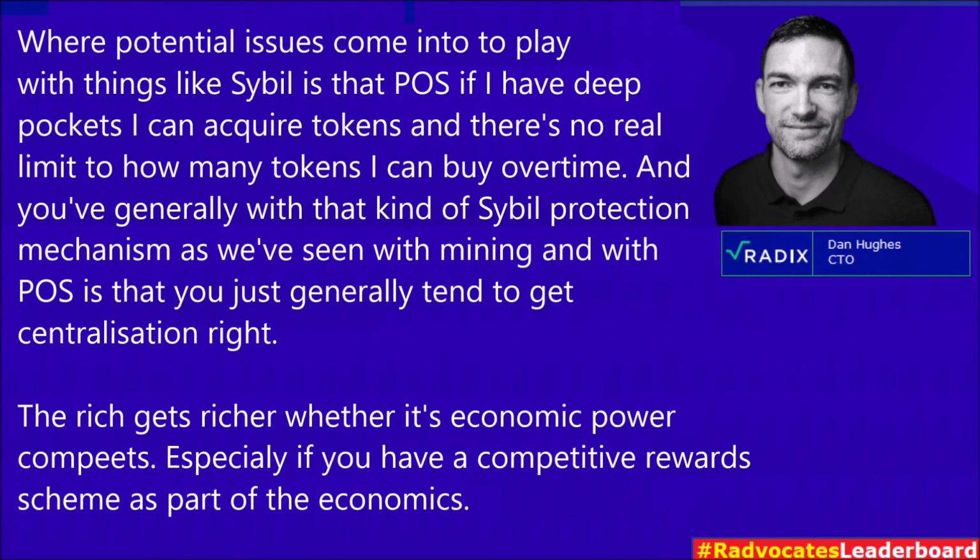Where potential issues come into play with things like Sybil attacks is that with proof of stake, if I have deep pockets, I can acquire tokens, and there's no real limit to how many tokens I can buy over time. And with that kind of Sybil protection mechanism, as we've seen with mining and with proof of stake, you generally tend to get centralization, right? The rich get richer, whether it's economic power, compute power, whatever it is, especially if you have a competitive reward scheme as part of your economics.